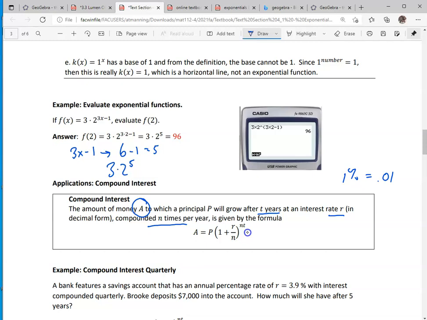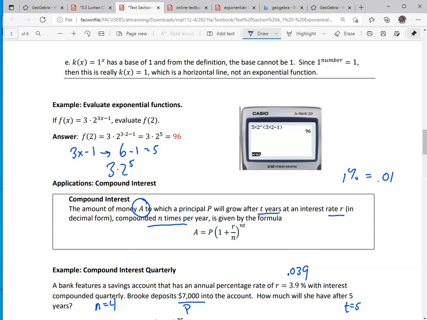So now I have all my numbers. I know what n is. So for this particular problem, let's see. We know what r is. Let's make that 0.039 in decimal form of 3.9%. Interest compounded quarterly, that means n is equal to 4. This is the initial deposit, $7,000, that's P. And how much will she have after 5 years? T is the number of years, so T equals 5.